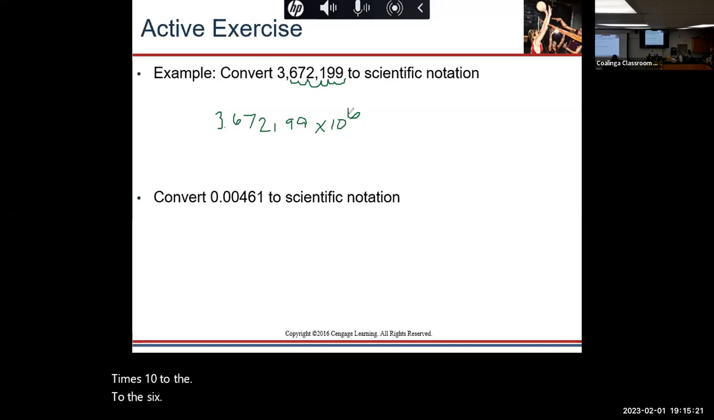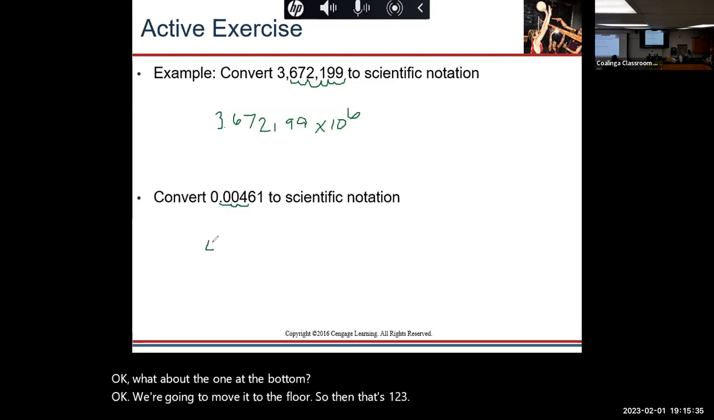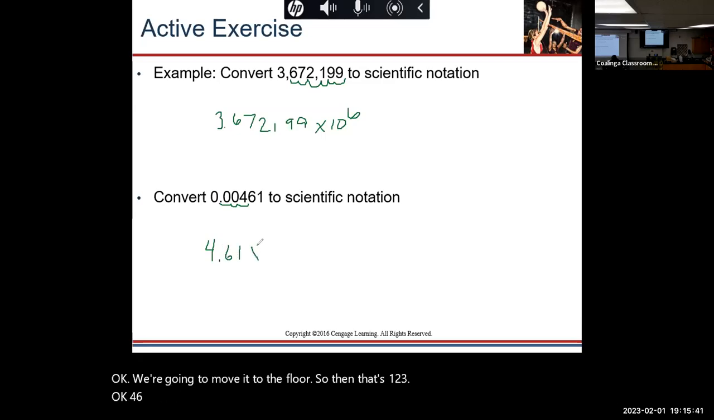What about the one at the bottom? We're going to move it to the four. So that's 1, 2, 3. Okay, 4.61 times 10 to the -3.